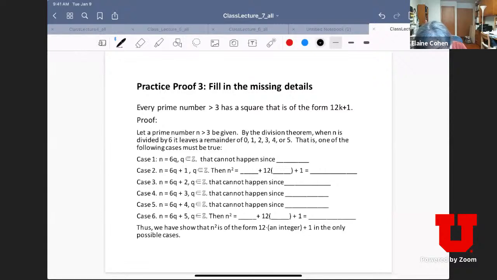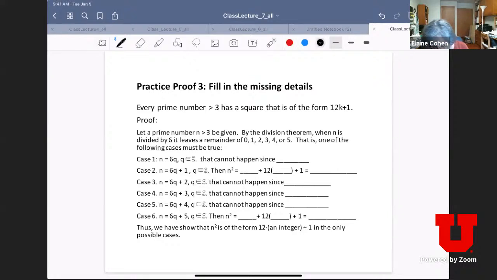So the first case says here that what we're trying to prove is every prime number greater than 3. Remember what a prime number is? It's any integer larger than or equal to 2 whose only divisors are 1 and the number itself. So that number itself is its own prime factorization. Okay, so the first thing says that any prime number greater than 3 has a square that's of the form 12k plus 1. So what we're going to prove is that it cannot have any other form. Okay, so this is a contradiction and cases proof built in together.